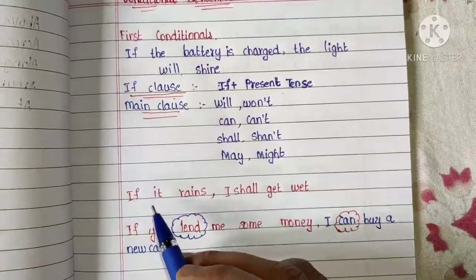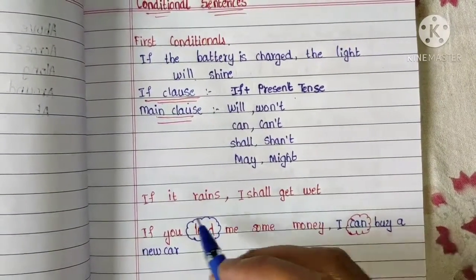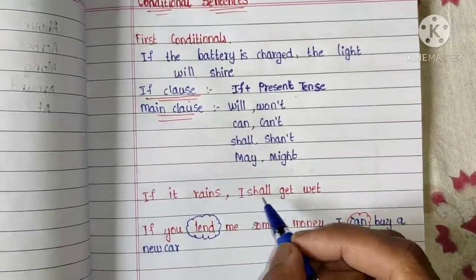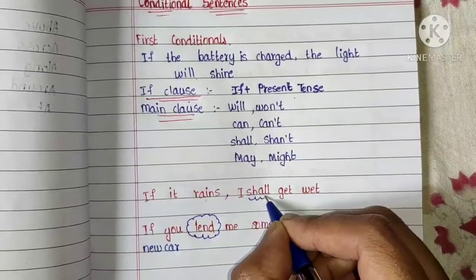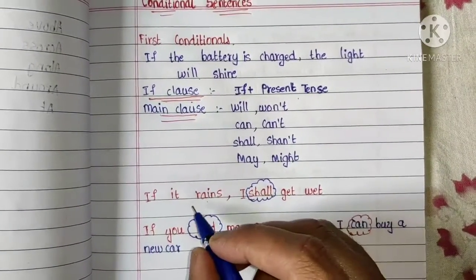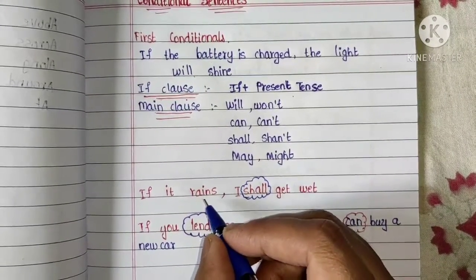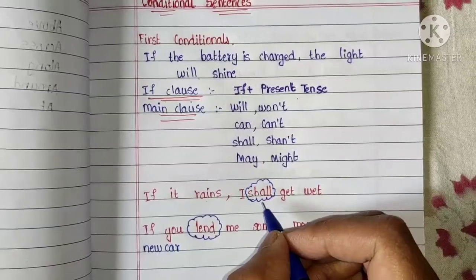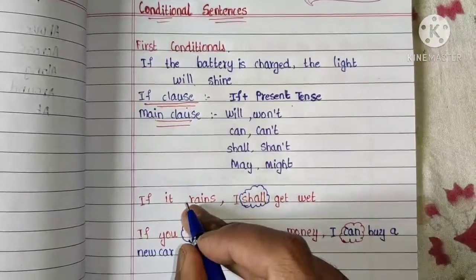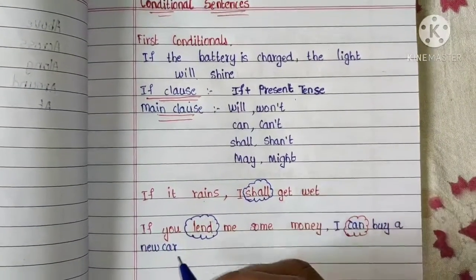Let us take some examples. If it rains, I shall get wet. The if clause is in a present form, whereas the main clause has shall as a modal verb. What is this sentence telling? It is saying that if it is going to rain, I will get wet. So mainly in the first sentence a condition is shown, whereas in the second sentence a result is shown.